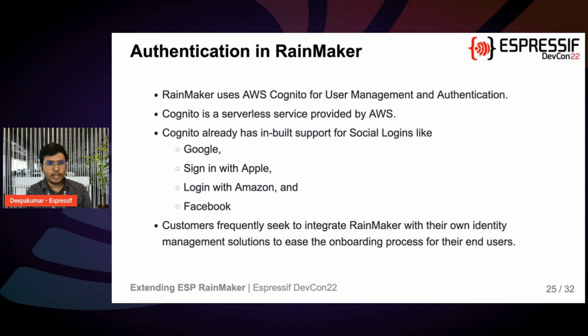In RainMaker, we use something called AWS Cognito service that is used for user management and authentication. It's a serverless service provided by AWS. Cognito already has built-in support for social logins like Google, Sign in with Apple, Login with Amazon, and Facebook. And we can further extend it with OpenID Connect.